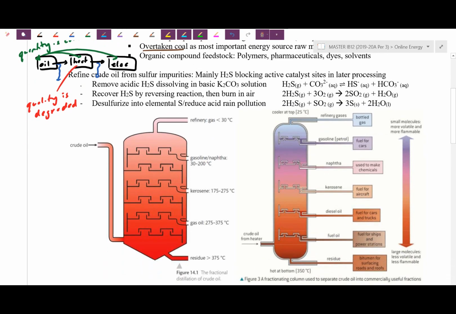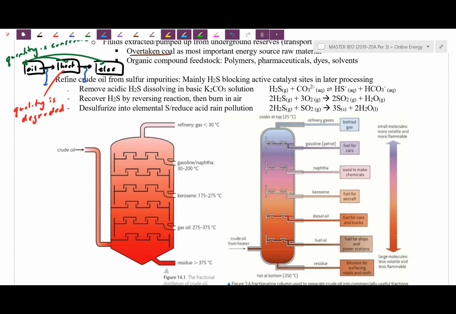So in this lesson, we talked about crude oil. One of the primary impurities that we want to get rid of are sulfur impurities. They introduced to you H2S as one example. There's probably other examples like SO2, things like that as well.